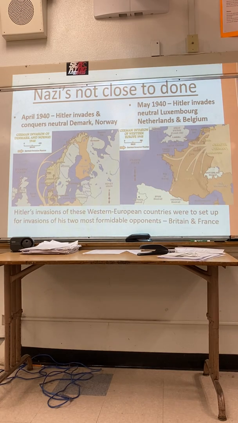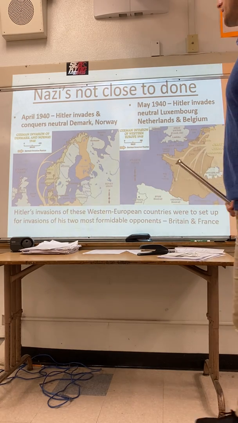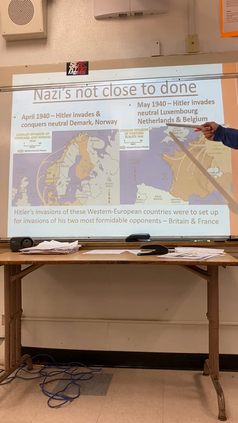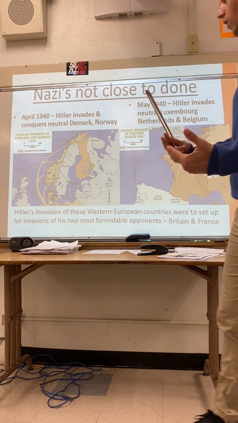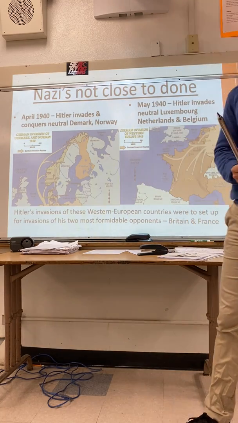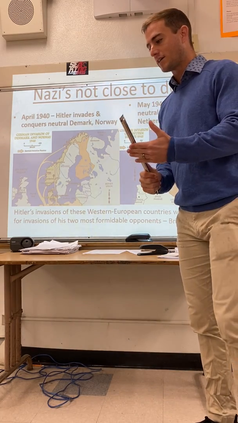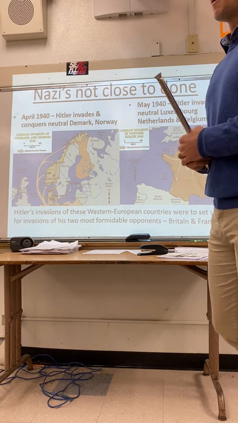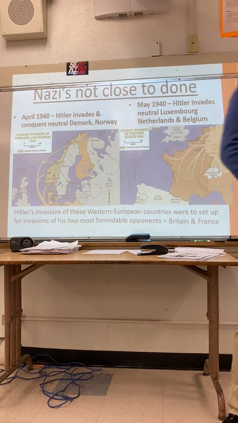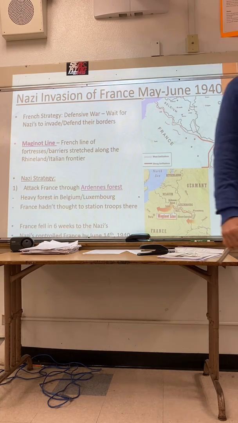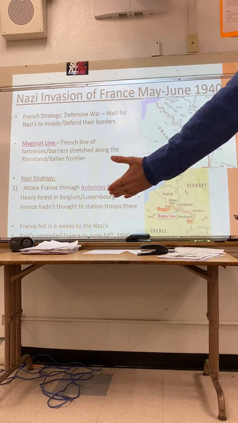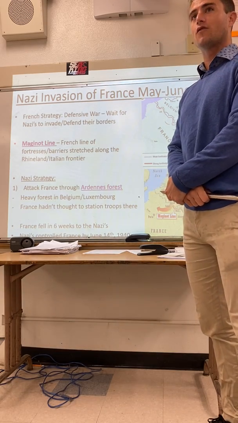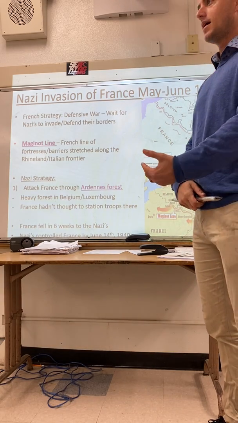we see the Nazis continue to invade countries, coming in and invading Denmark and Norway and Luxembourg and Netherlands and Belgium. And these are all to get ready for the invasion of France and Britain, Hitler's biggest potential foes. Of course, the French, as we talked about last class, are sitting behind their defenses. They're sitting back and playing a defensive battle and waiting for the Nazis to attack them.